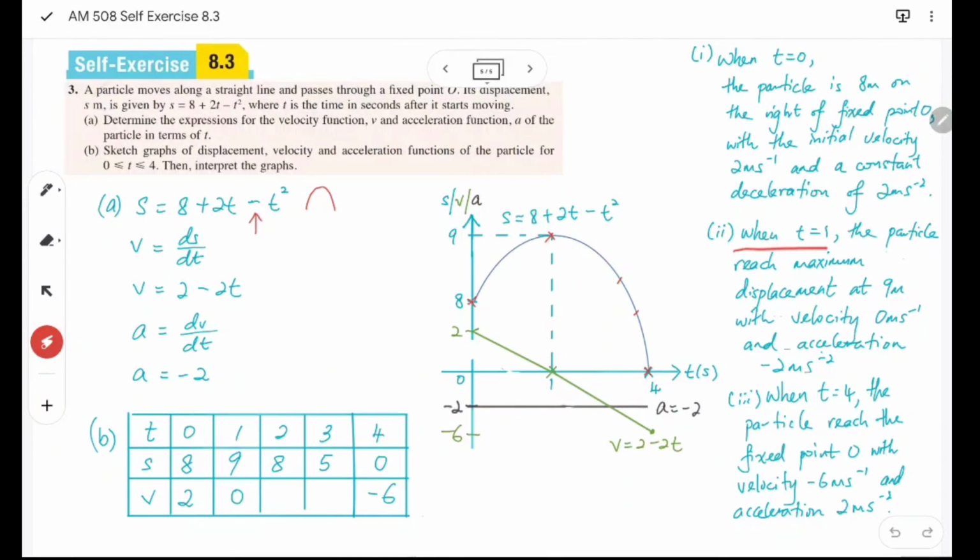So when t equals 1, the particle reached maximum displacement at 9 meters with a velocity of 0 meters per second and acceleration of negative 2 meters per second squared. So when t equals 4, the particle reached the fixed point O because S equals 0, with a velocity of negative 6 meters per second and an acceleration of negative 2 meters per second squared. Alright, thank you.